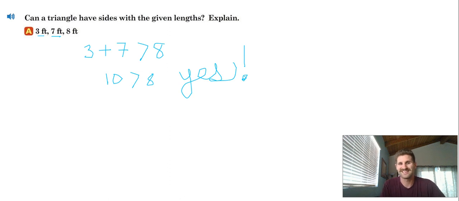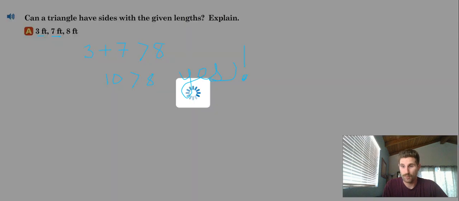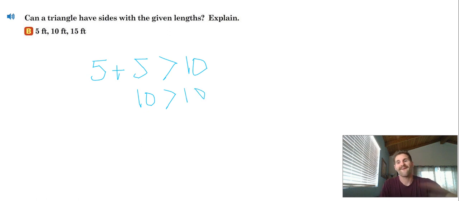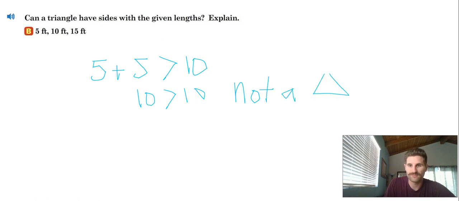Okay? Let's get another example of that. Make sure you write that down. Alright, here we go. The 2 shorter are going to be 5 plus 5. Is that greater than 10? Okay, well, is 10 greater than 10? Not a triangle. So this is not a triangle. Even though they're congruent, they're not greater, so it's not a triangle.